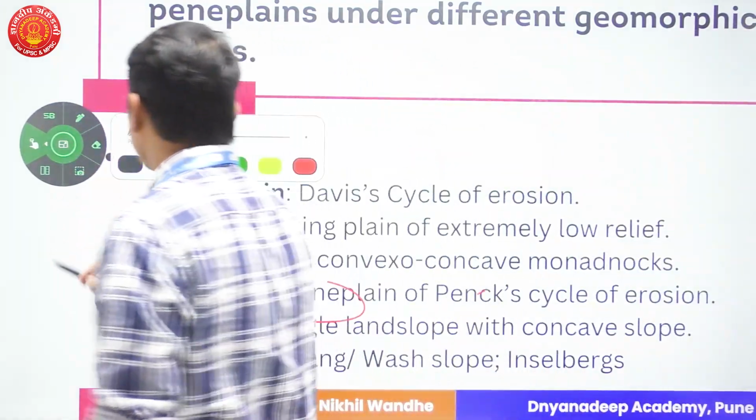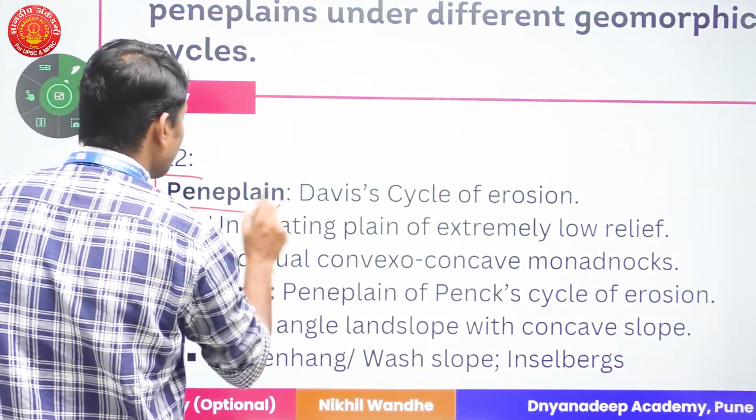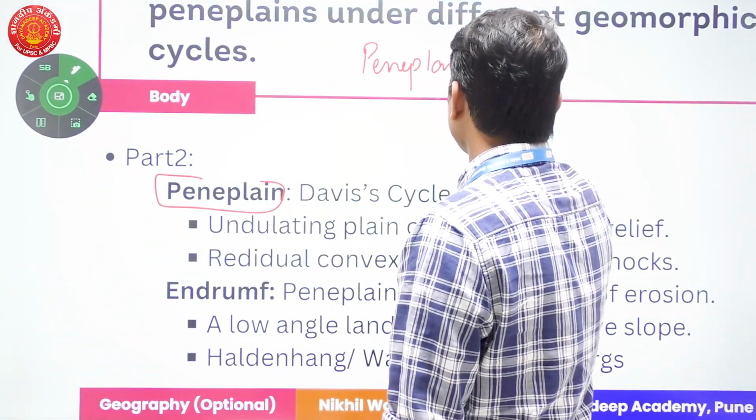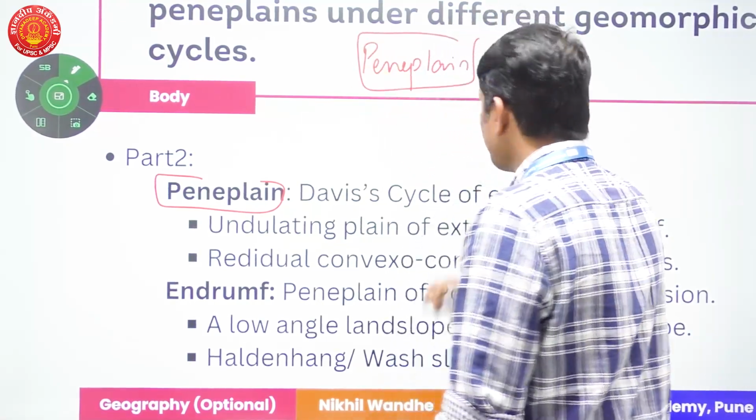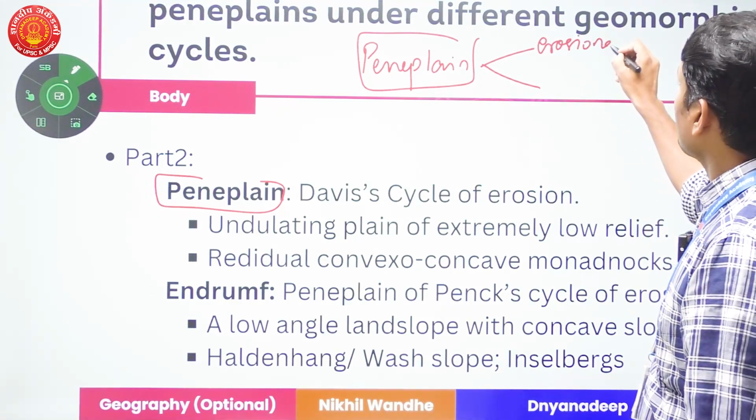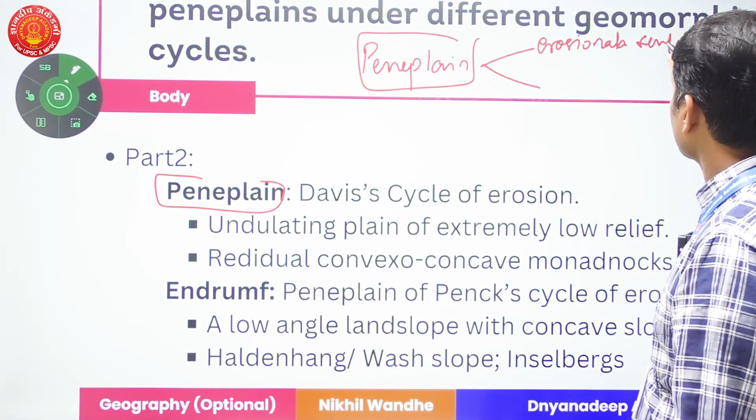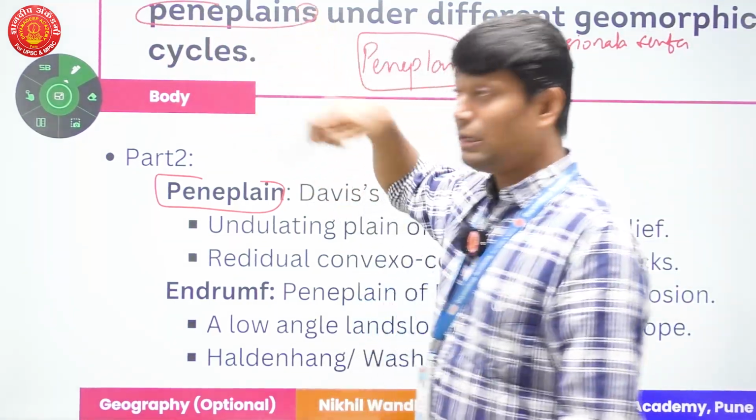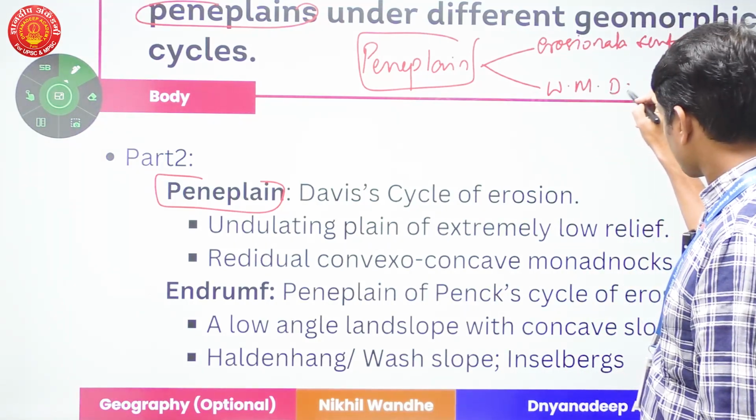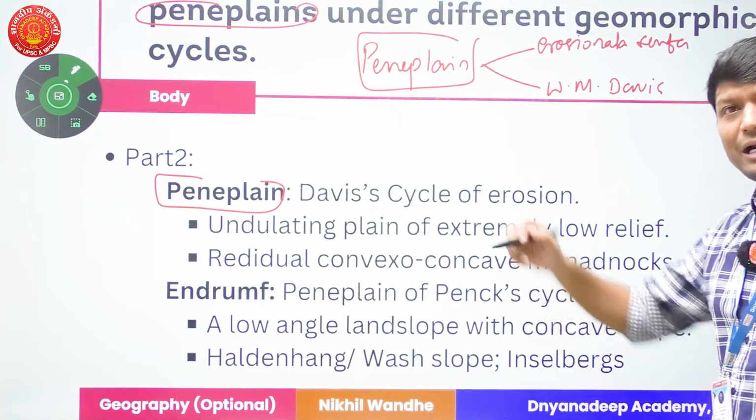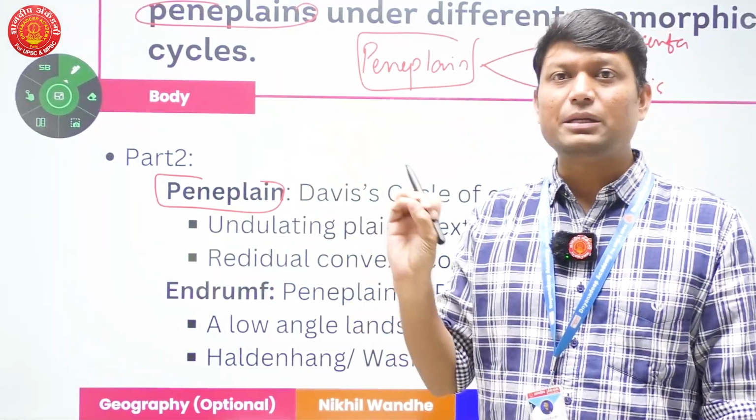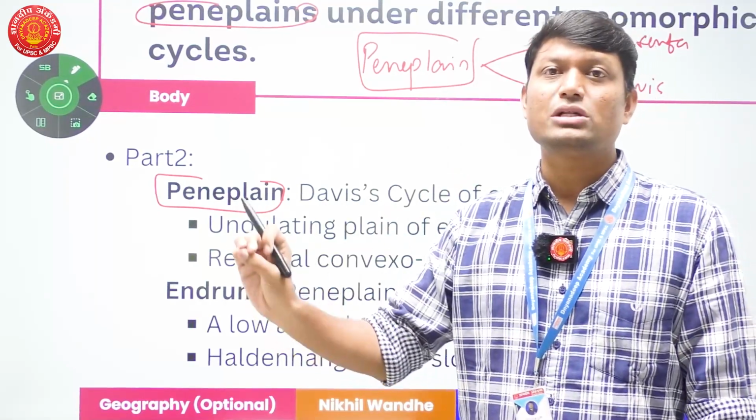Now, when it comes to peneplains, there are various types. Just understand one more thing. If I say peneplain, there are two meanings. Either I am talking about erosional surfaces, because here it is saying peneplains, so there can be an erosional surface from Davis's cycle of erosion. The end product of Davis's cycle of erosion is the peneplain. But in general, peneplains can also refer to various other erosional surfaces.